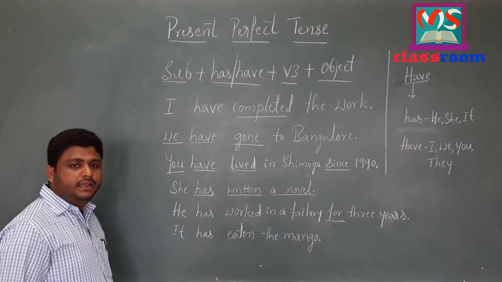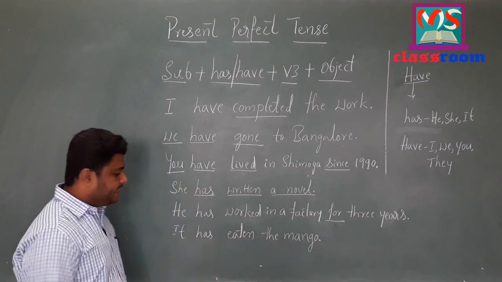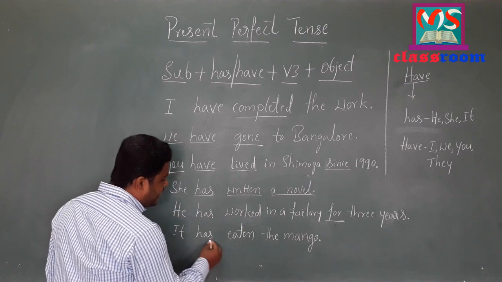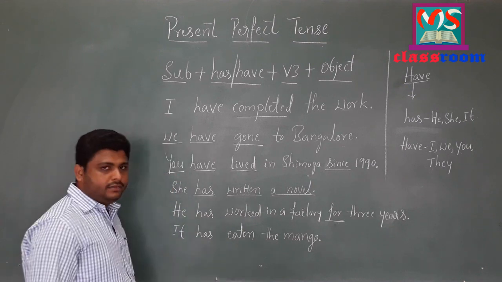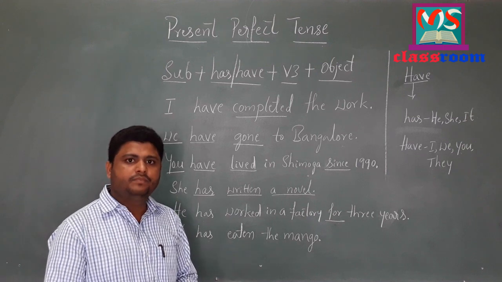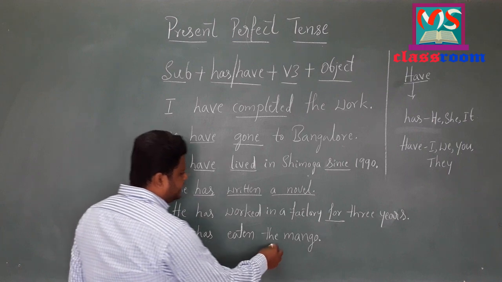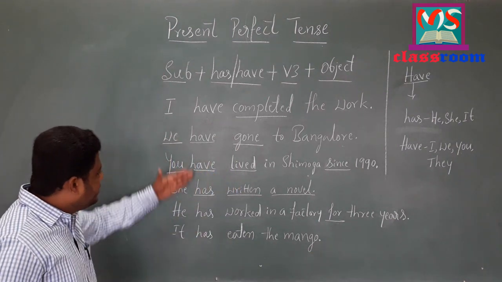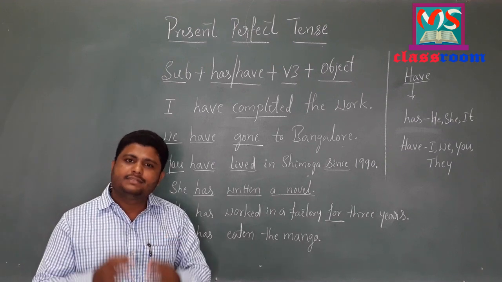Now let us move to the next example. It has eaten the mango. Look at here, third person singular it I have used. Accordingly, I have used has, that is the helping verb. Main verb eaten. So eat is the present tense form, ate the past tense form, eaten the past participle form. And then the mango is the object. So in this way, these are all the things that we have to follow related to present perfect tense.